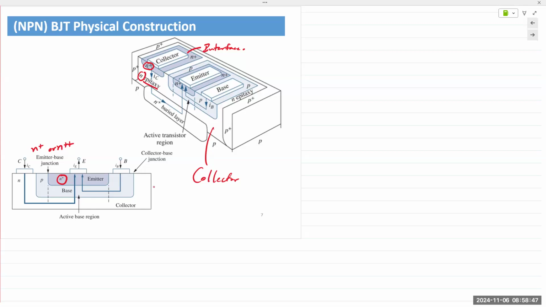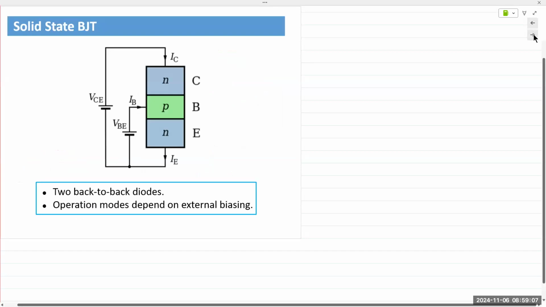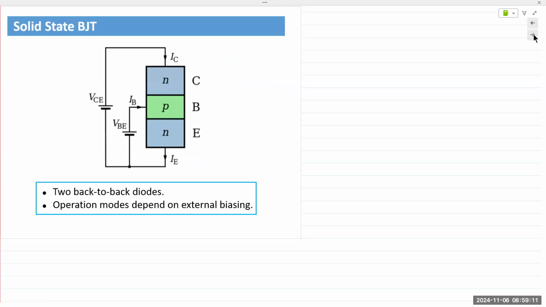The three critical regions, again, collector is the biggest. It has average level of doping. Base is the thinnest with very little doping. And emitter is the smallest, but it has the highest level of doping. And because of which, the operation of a BJT is not as simple as just two diodes.